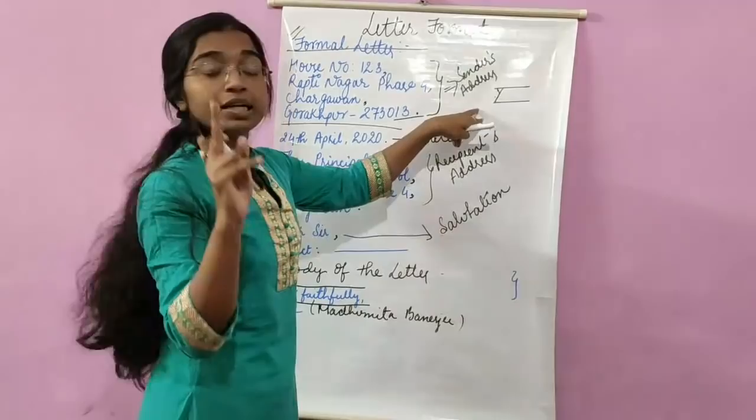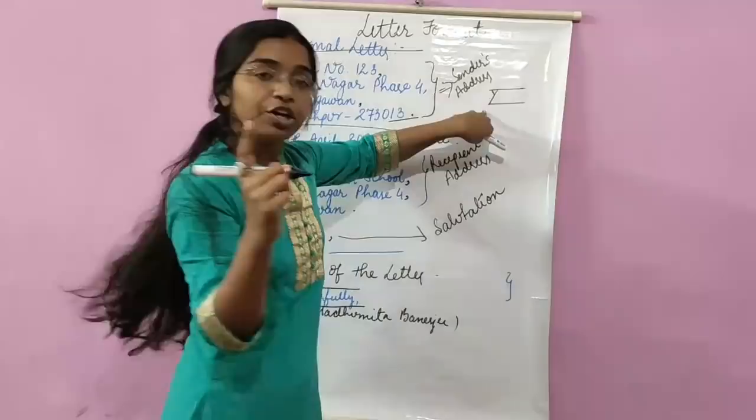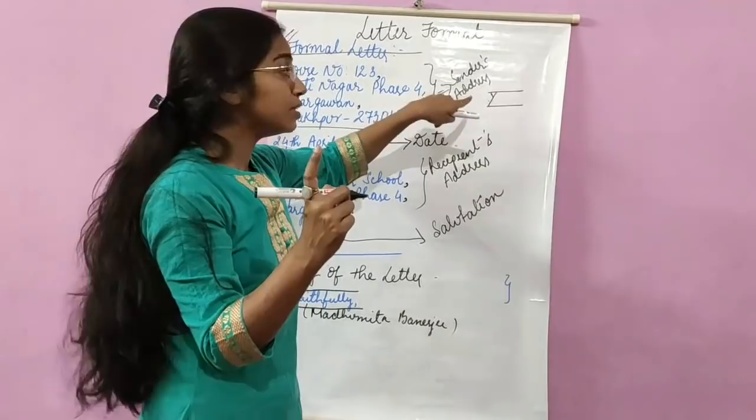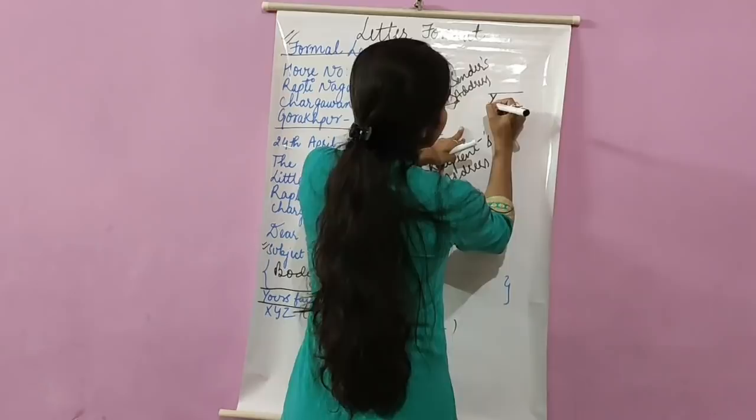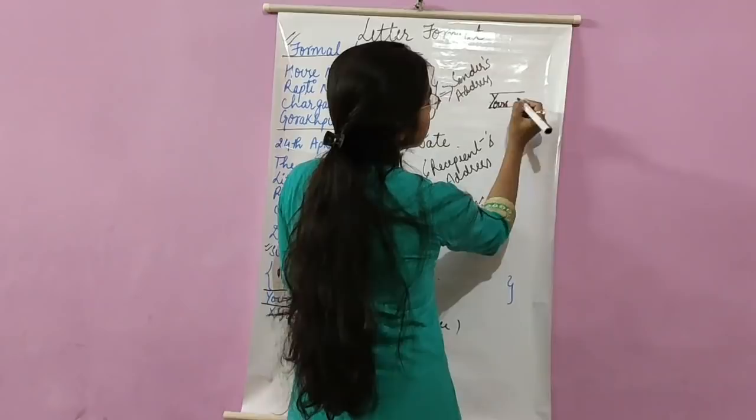If you are making this mistake, if the tail of the Y goes below this line, you will be losing marks. That is why this is serious, and that is why I am explaining it with this detail. This tail of the Y will not go below this line. Yours faithfully. Clear?